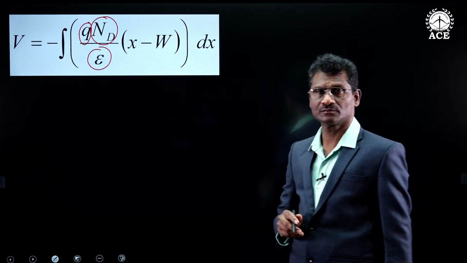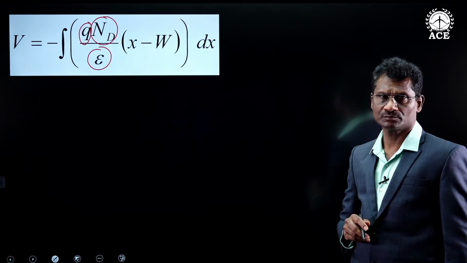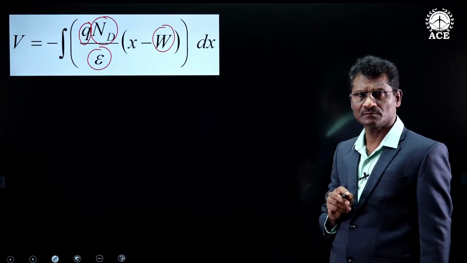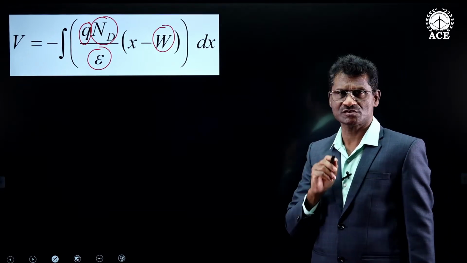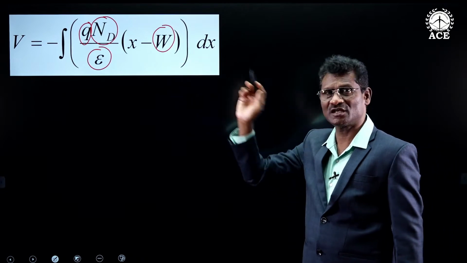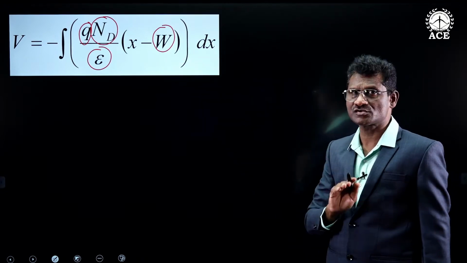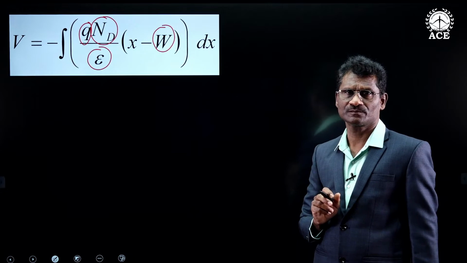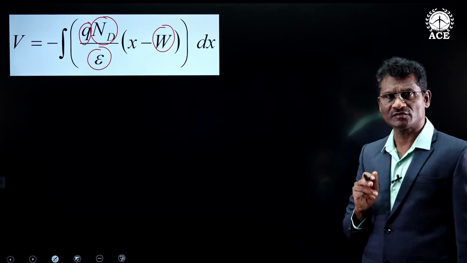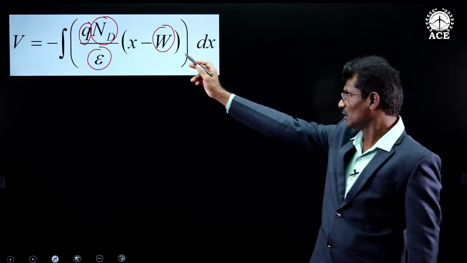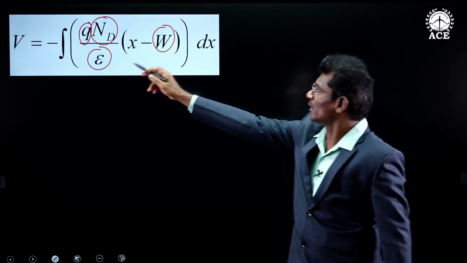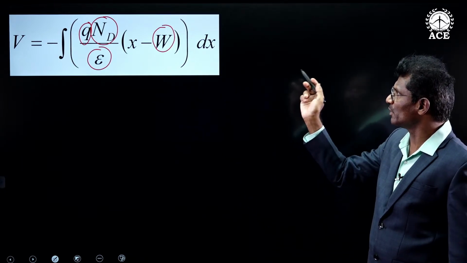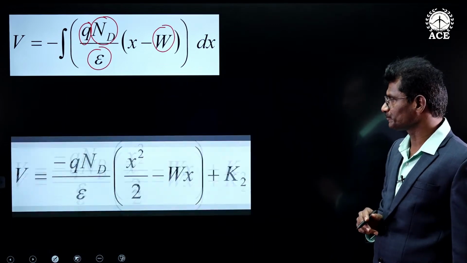Integral x dx, as we know, is x square by 2. W is width of depletion region. Hope you know that it is also a constant. Unit of W is centimeter. Unit of x is also centimeter. But W is width of depletion region. It is a constant. It can increase or decrease if the diode is reverse biased, but it cannot vary with distance. So integral W dx will come out as W into x.